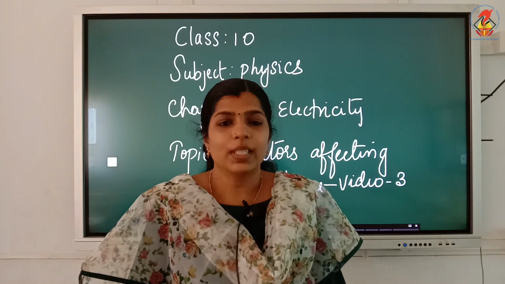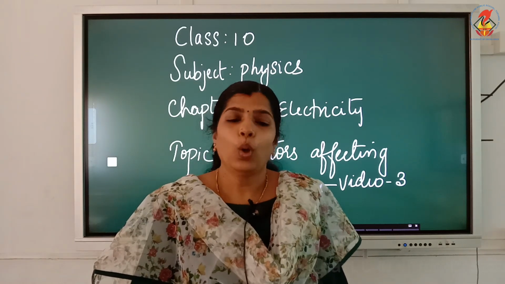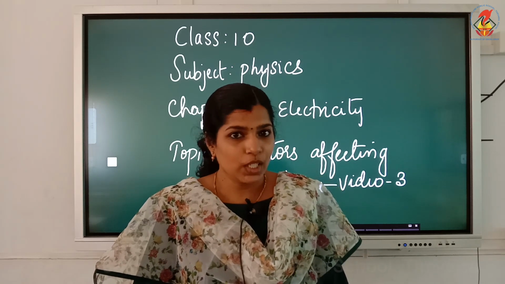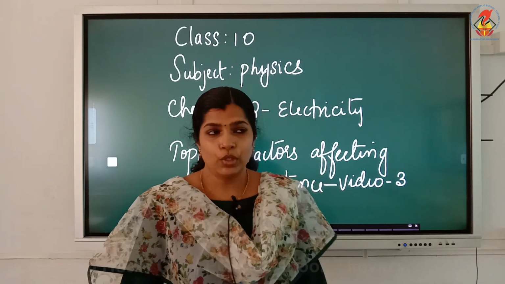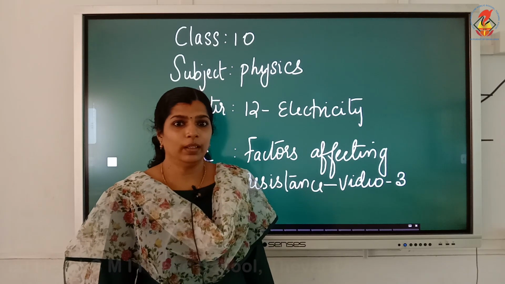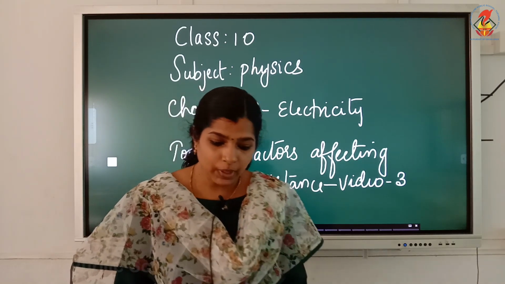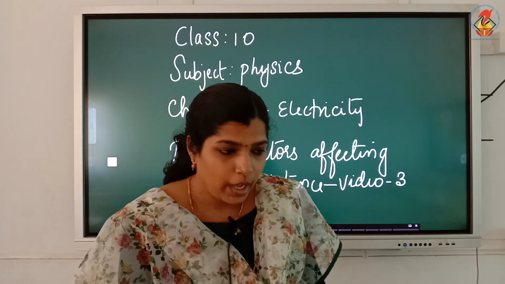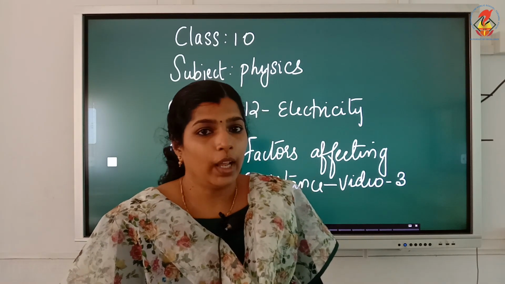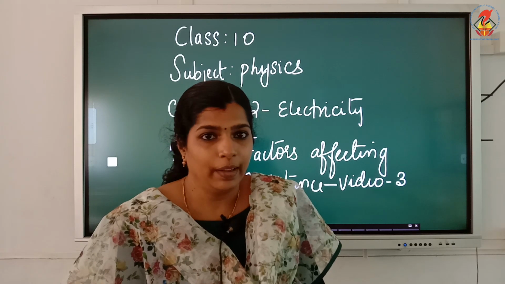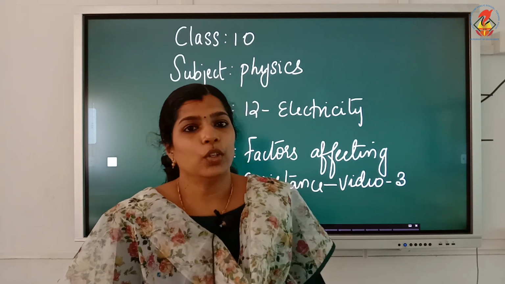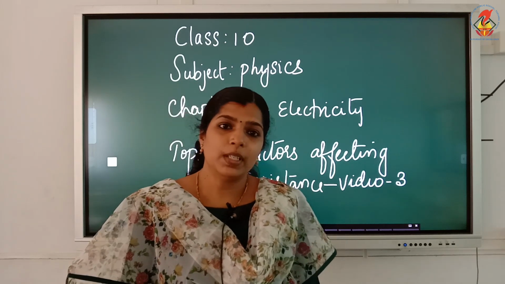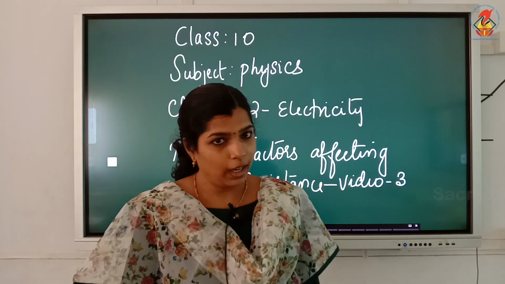Welcome back, students. So in this video we will discuss the factors that depend upon the resistance of a conductor. So you know what is resistance of the conductor? It is a property of the conductor by virtue of which it opposes the flow of electrons or electric current through it. That is known as the resistance of the conductor. It is represented by capital letter R.